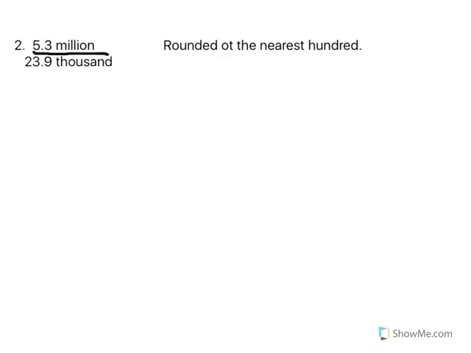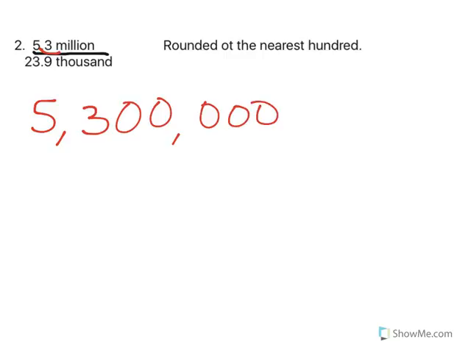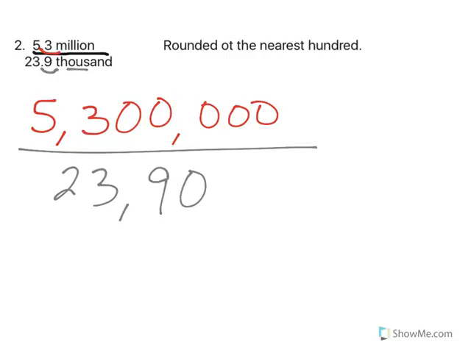Number 2. Here I'm just dividing, but you see I have the word million and the word thousand. Now because we haven't really gotten into scientific notation, we're going to go ahead and practice writing these numbers out before we divide. So remember that million means 6 decimal places to the right. So my 3 is the first one. 1, 2, 3, 4, 5, 6. Thousand is 3. So I have 23, then I go 3 places. 1, 2, 3. And we divide these numbers.